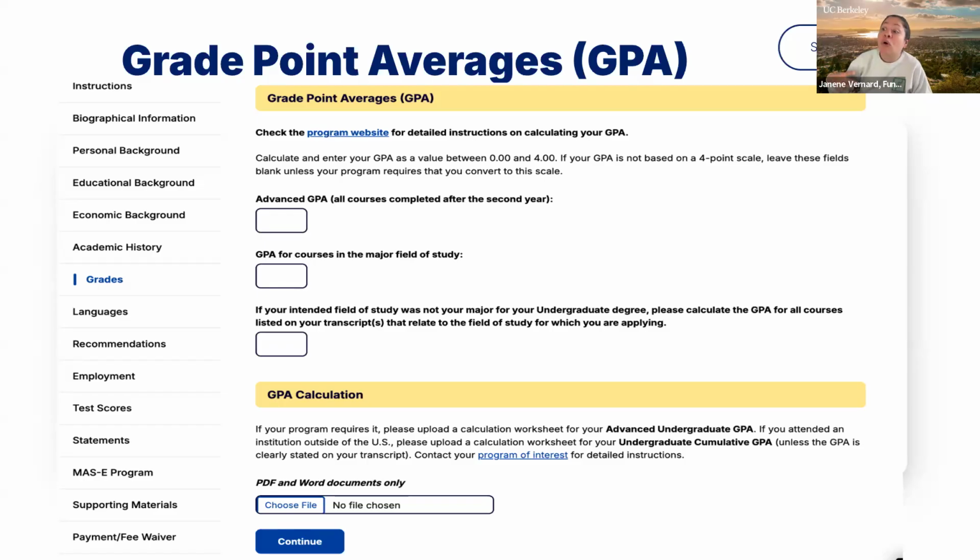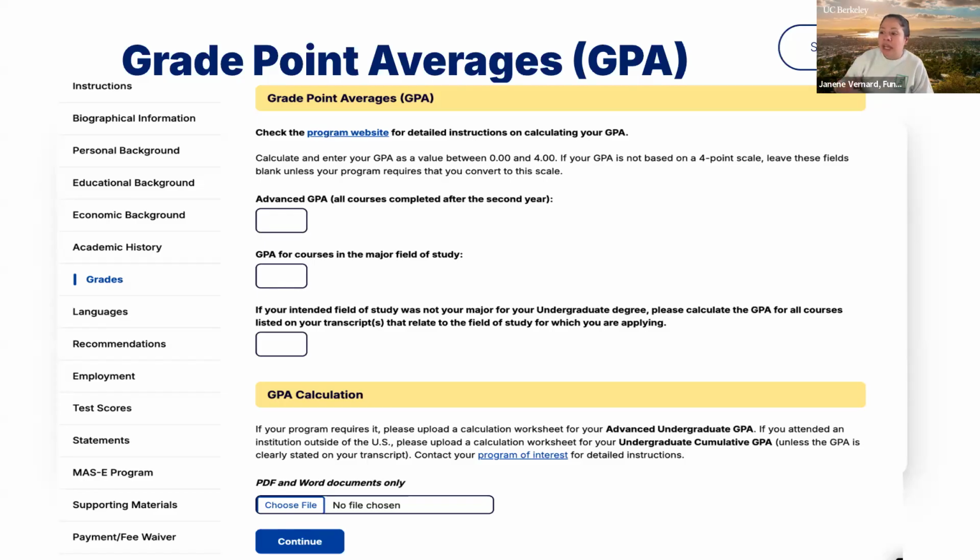There's also a GPA for all courses in your major field of study. So just those classes for your major. And if your intended field of study was not your major for an undergrad degree, please calculate GPA for all courses listed on your transcripts that are related to the field of study for which you're applying. So if you were an economics major, but you had a minor in mechanical engineering, and that is your intended field of study, then calculate those mechanical engineering classes.